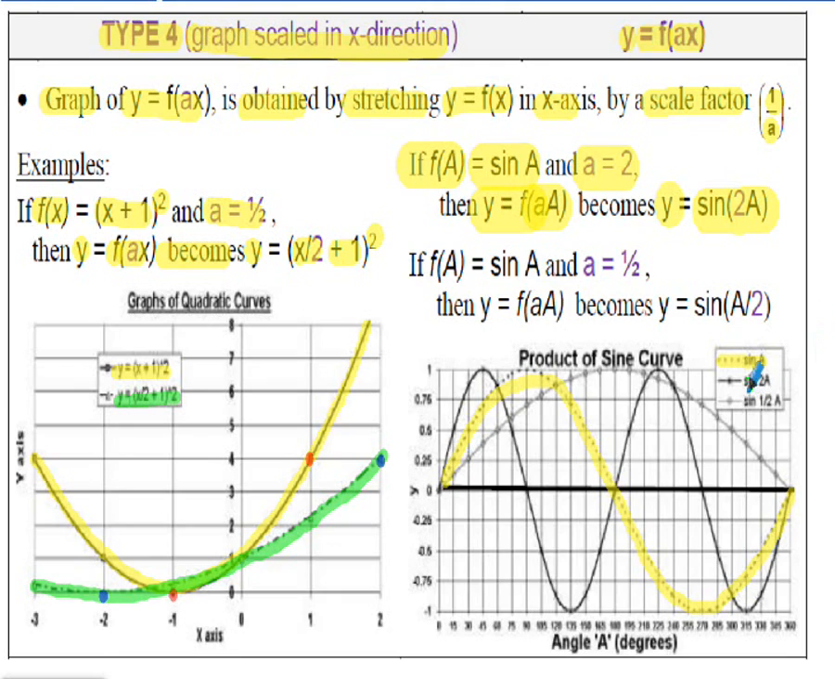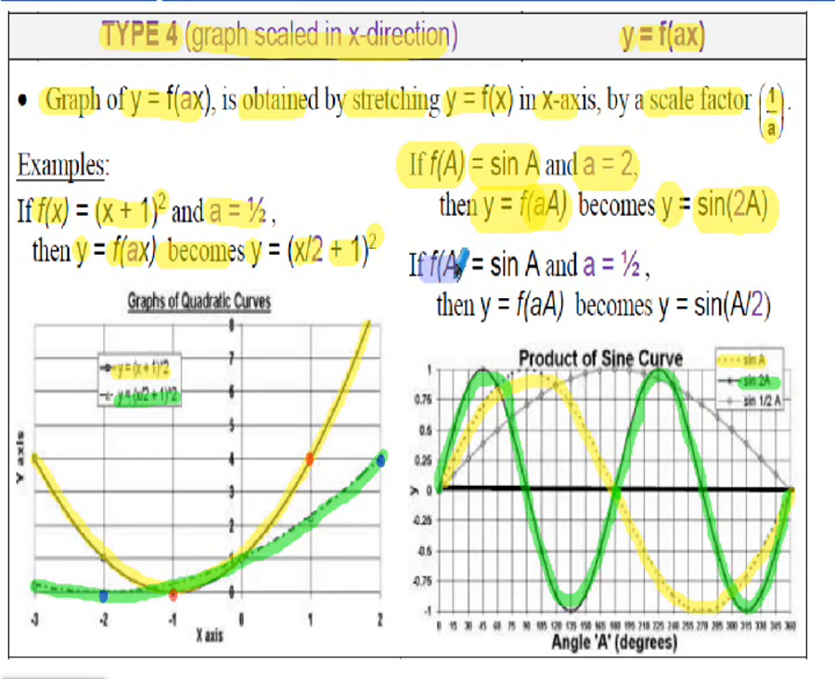If we now consider the sine of 2A, what we will find is the equation will be stretched in the x direction by a scaling factor of a half, 1 upon 2. So the equation sine 2A will actually form this shape here. So between 0 and 180 degrees we will get a full sine curve, and then between 180 degrees and 360 degrees we get a second sine curve. So we scaled by a half in the x direction because a is equal to 2.